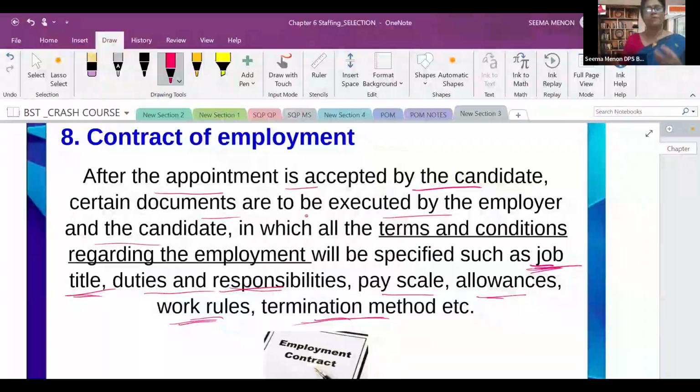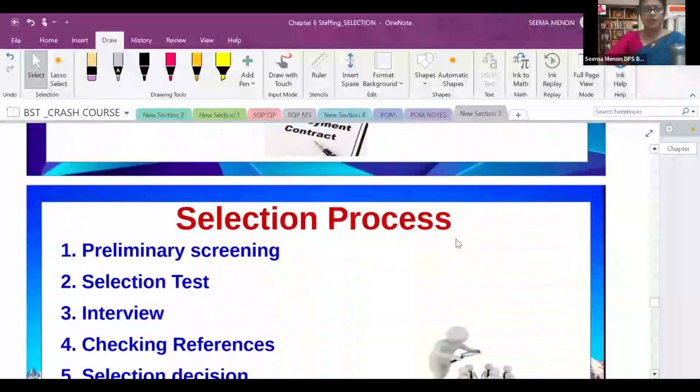Termination method. What do you mean by termination? If, because of any reason, they are retrenched from the job. Termination also means the retirement age, retirement benefits, retirement policies, everything will be mentioned. So I hope you are clear with this.